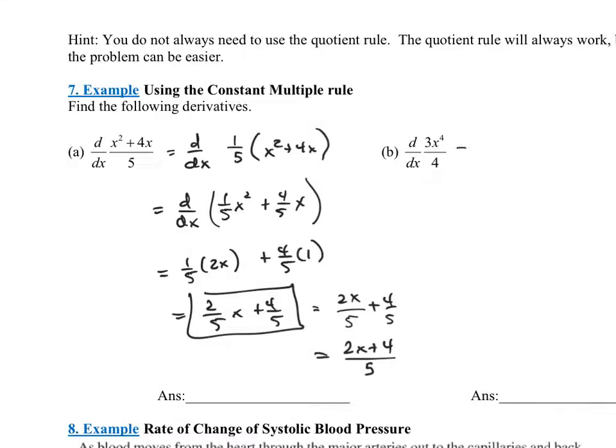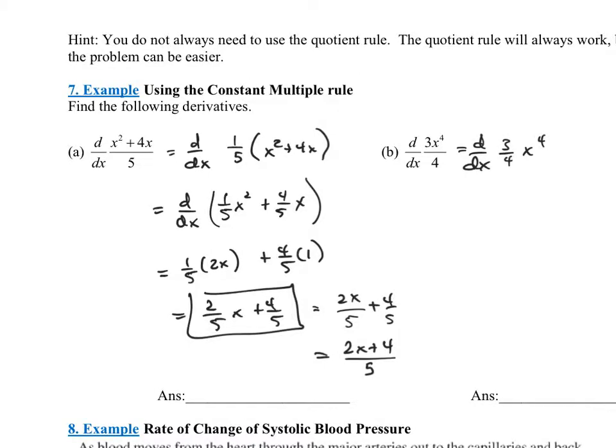Same thing on B here. You're looking at the derivative with respect to x of 3x to the 4th all over 4. Well, that's the same thing as the derivative. Sorry, I have to write d dx because I haven't found the derivative yet. The derivative with respect to x, really that's just 3/4 times x to the 4th.